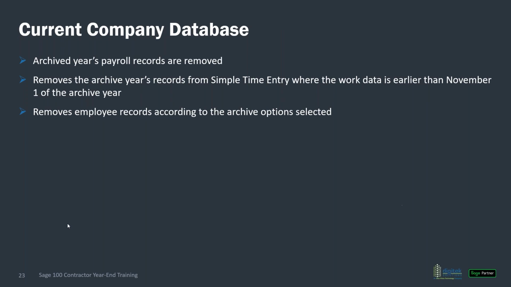All right. So what happens to the current company database data after we archive? All of the archive payroll records are now removed. They're out of your operating database, and then they're now sitting in this archive database. Same with simple time entry. If you're using simple time entry, it's going to remove all the simple time entry prior to November 1 of that archive year, and it's going to remove those employees based on the employee status that we selected.